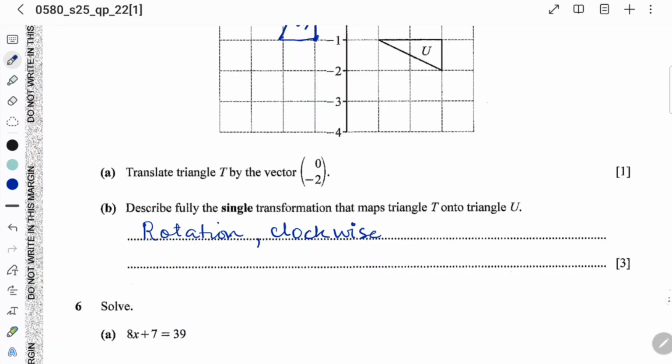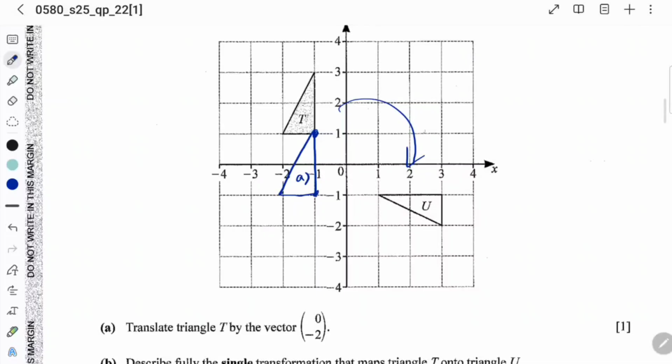Now we have to look for the angle and center of rotation. First of all, we join all the corresponding points and make a perpendicular bisector. The meeting point where the perpendicular bisector lines meet is the center of rotation. This is the first line, and I'm going to draw the perpendicular bisector for this one.